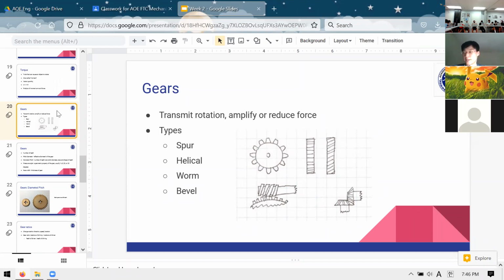The first one that you might notice is that if you have two gears, the rotation of the second gear will be in the opposite sense as the rotation of the first gear. So I have some demonstration gears here.